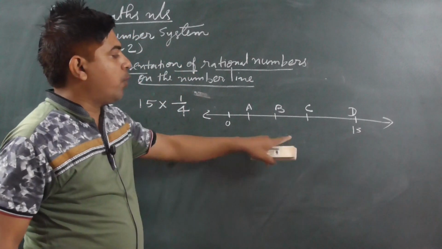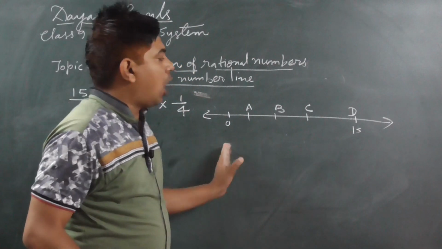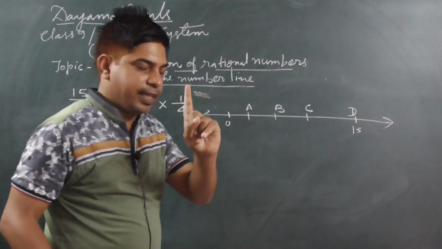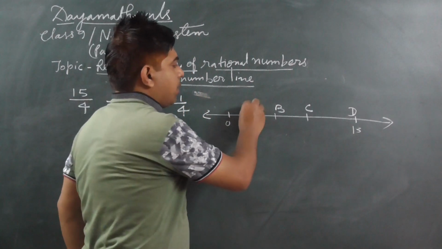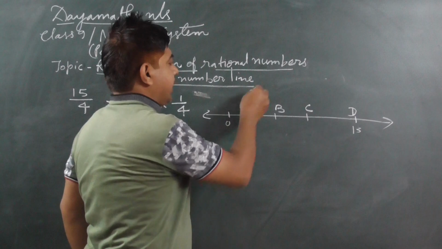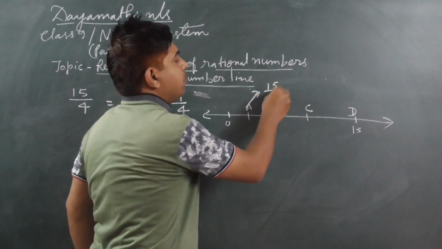Now you have to take only 1/4. So what is 1/4? Out of these 4 parts you have to choose a single part. So this single part will indicate 15 by 4 here.